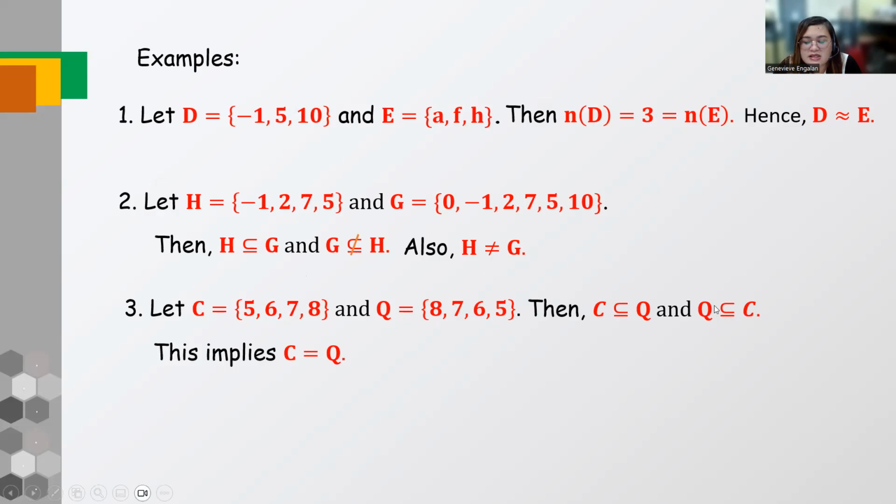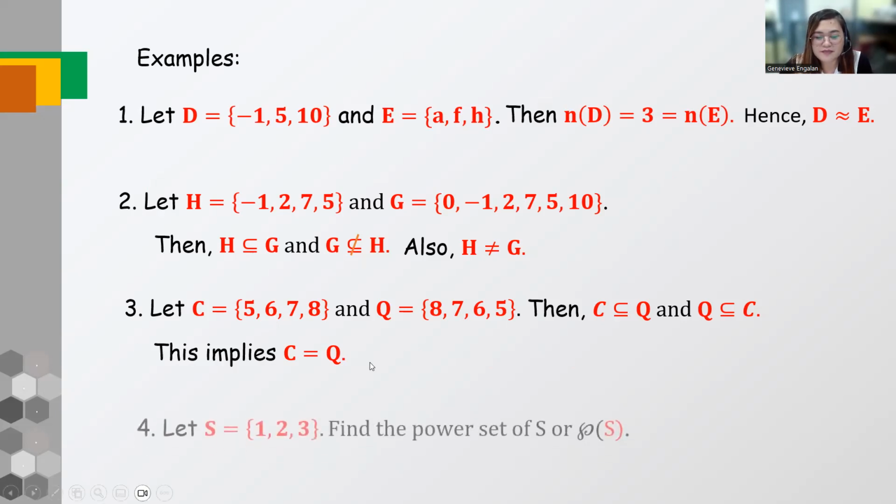So, this implies, kay subset man nilang each other, they are equal. Or in other words, ang tanan nila sulod is pareha. Bahala gibali-bali na pareha ilang sulod. Naa si 5, naa si 6, naa si 7, and naa si 8. So that is, these sets C and Q are equal.